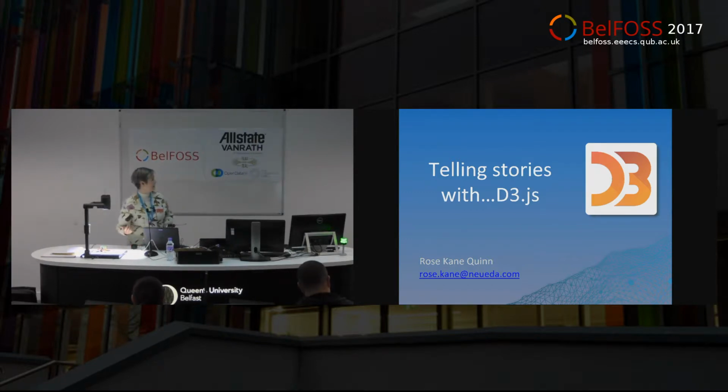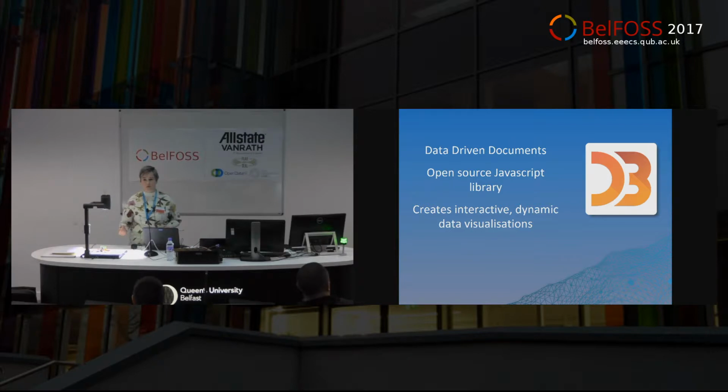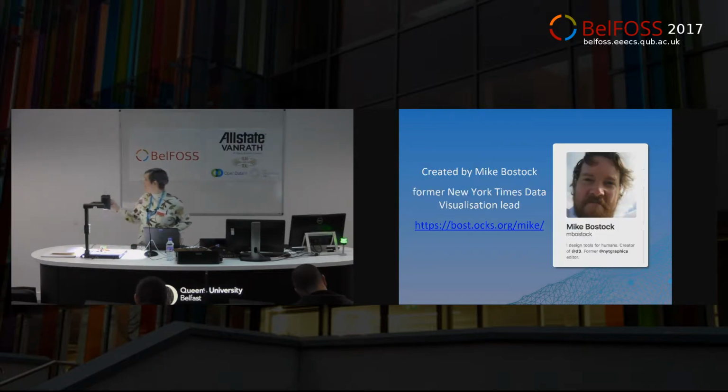The D3 stands for Data-Driven Documents. It's an open source JavaScript library, and it creates interactive dynamic data visualizations that can be used with static data, but also with real-time data. It was created by a guy called Mike Bostock, and if you have problems on Stack Overflow with D3, he's usually the guy who sorts it out for you. He developed it around 2010, 2011, and he's the former New York Times head of data visualization.